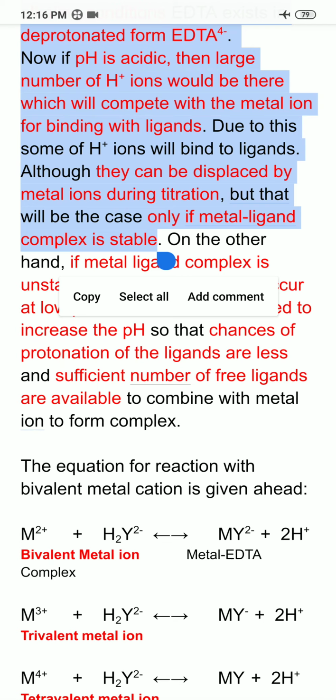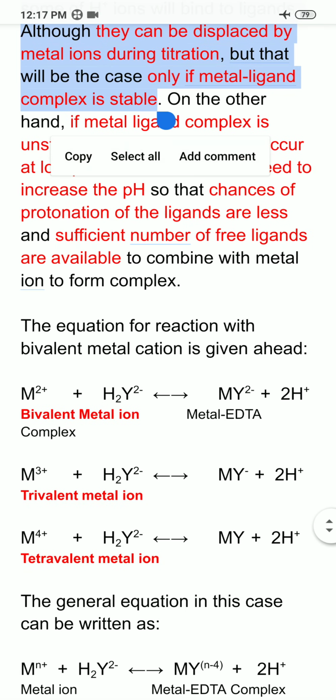Metal can replace protons only if the metal ligand or EDTA complex is stable. Then, or only then, protons will be displaced from the ligand. And on the other hand, if the metal ligand complex is unstable, then I can say that metal will not be able to replace the protons from the ligand, and hence the reaction will not occur under acidic conditions. I think it is clear now.